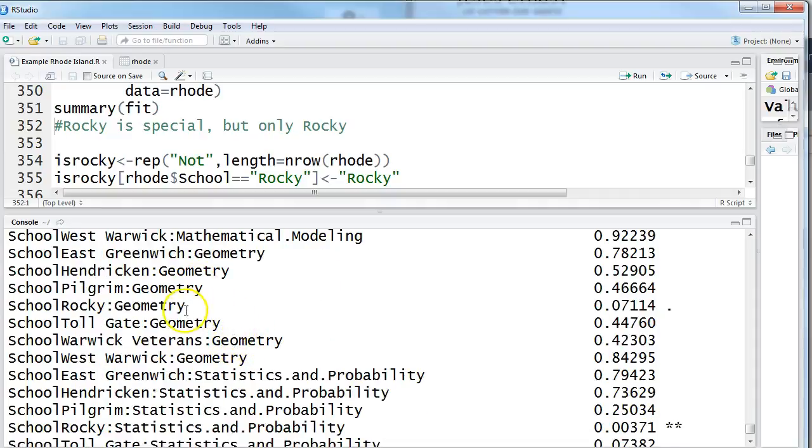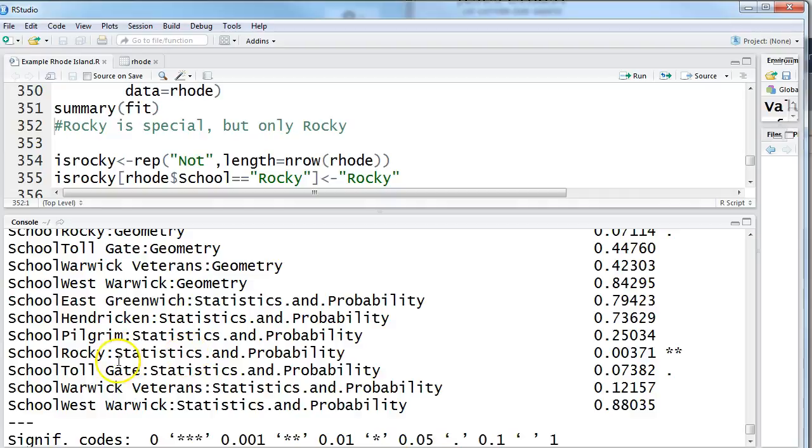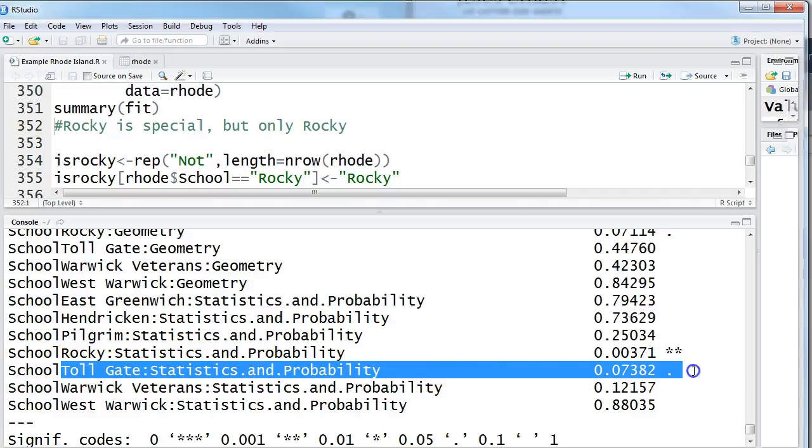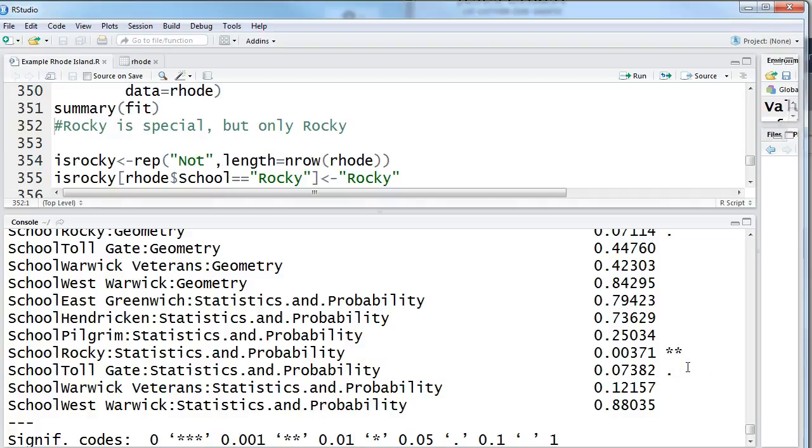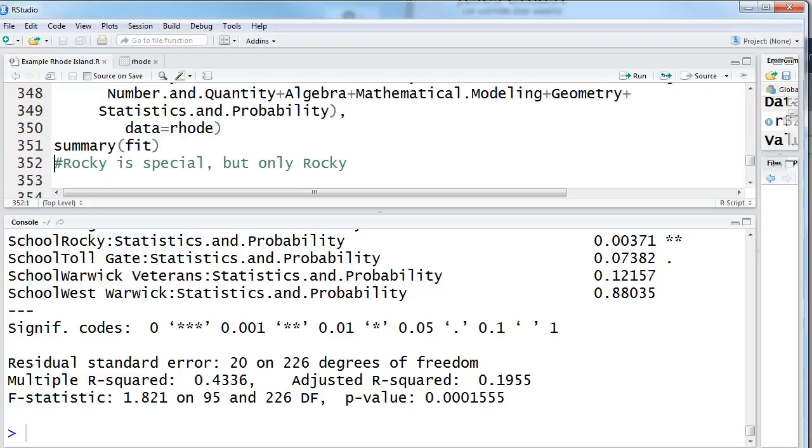Now, one of these I remember wasn't Rocky. Oh, look, here we go. Okay, Tollgate, pretty close to being significant, but we also know that with an alpha of 0.05, you should be finding junk 5% of the time just by randomly finding patterns. So this one being significant, I'm saying it's probably just a fluke, that alpha 5% error.